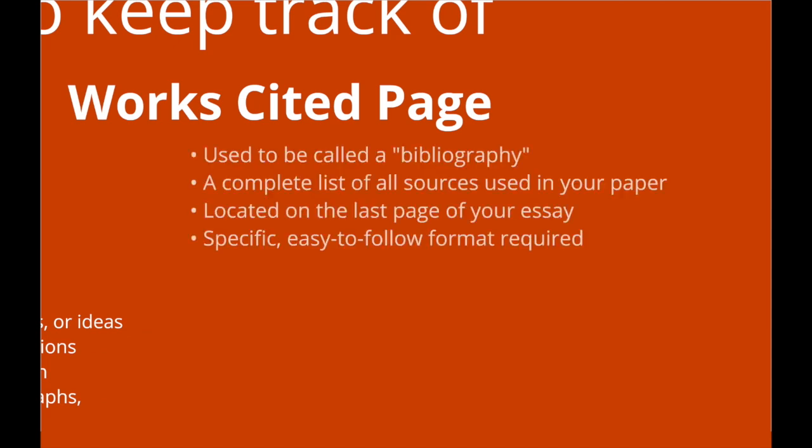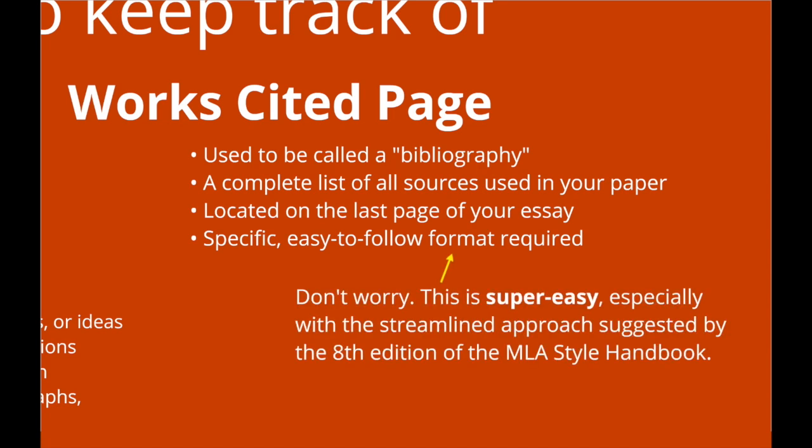On the works cited page, we used to call this a bibliography because it was basically stuff that came from books, but because of electronic sources, we don't really call it a bibliography anymore, because you might use books, but chances are more and more of our papers are done with databases and fully online resources. But basically, it's a complete list of all the sources that you used in your paper. I'm going to show you the specific, easy to follow format of what goes where and how to build this thing. Don't worry, it is super easy.